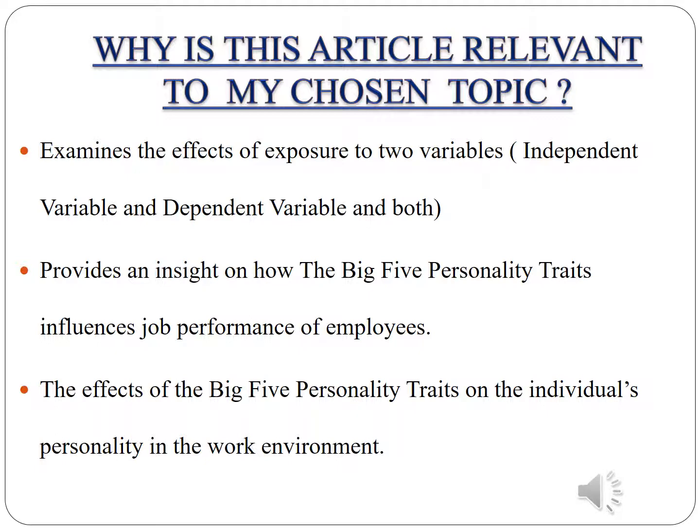I chose this article because it examines the effects of the two variables, the independent variable being the big 5 personality traits, which are neuroticism, extroversion, openness to experience, conscientiousness and agreeableness, and the dependent variable being employee job performance, and how the variables are affected when they are both combined. This article also provides an insight on how the big 5 personality traits influence job performance of the employees. Furthermore, it also showed the effects of the big 5 personality traits on the individual's personality, as it showed how their behavior changed once it was implemented.